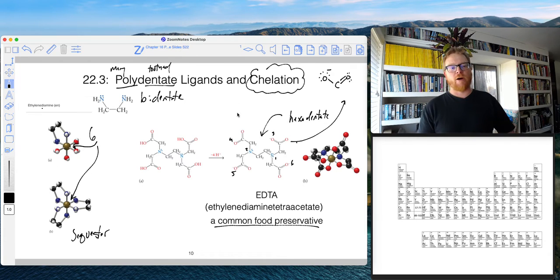When we have a polydentate ligand, it surrounds the metal, it sequesters it, and it renders that metal inert, which means it works as a really nice food preservative. And so I know, especially in Arcata, we're all about the natural food diets and all that stuff. So don't knock food preservatives. They're actually a good thing.